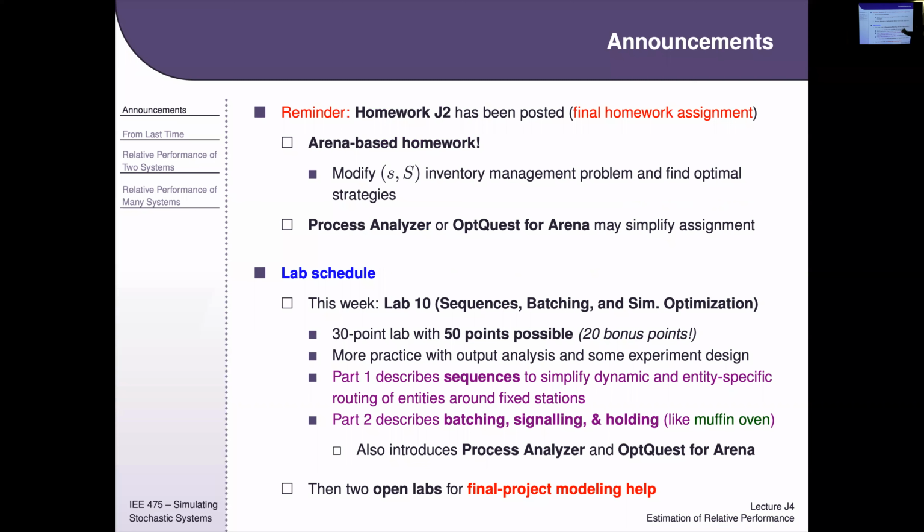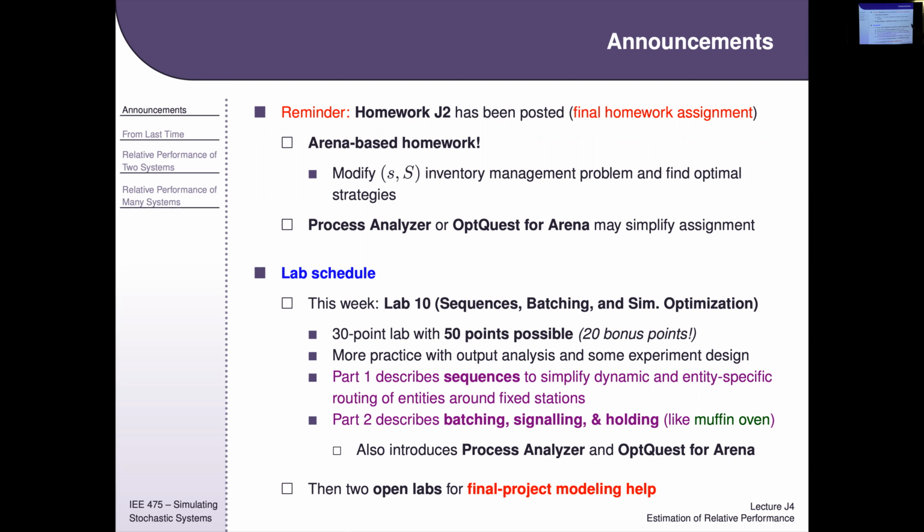Other assignments, homework J2 has been out there. I know somebody emailed me this morning with a J2 question, and I'll get to that this afternoon. Basically, this is the inventory management problem with Bucky that you saw before in one of the previous labs. I forget which lab it was, I think maybe lab 5 or 6. But you're going to make a couple of small modifications to it, and then you're going to run an optimization on it. So you're basically going to say, all right, now that we've made these modifications, of these decision variables, little s and big S, what's the optimum combination for this setting? You can do that manually, that's fine. If you'd like to use the Process Analyzer or OptQuest, that's also fine. Those are introduced in the lab.